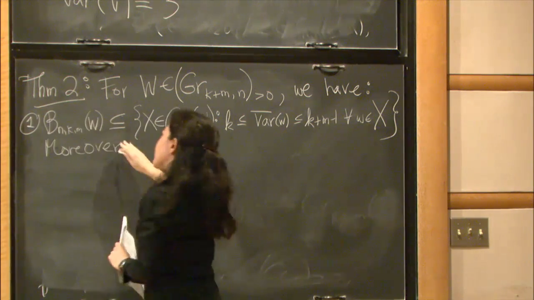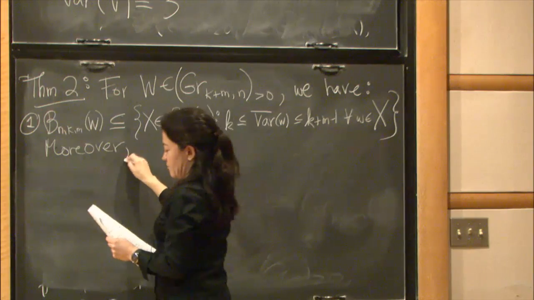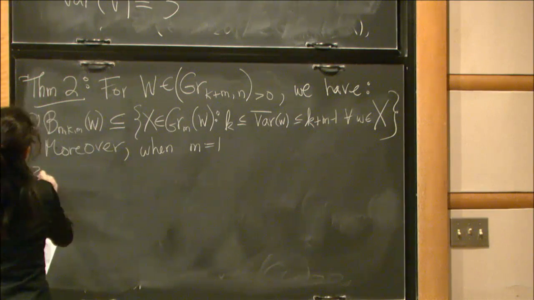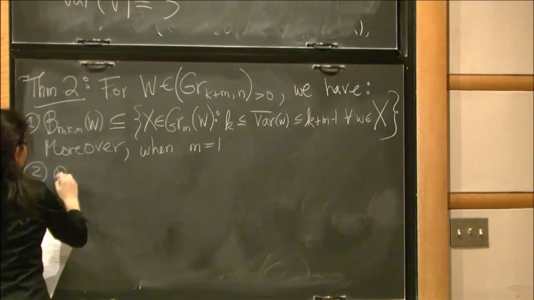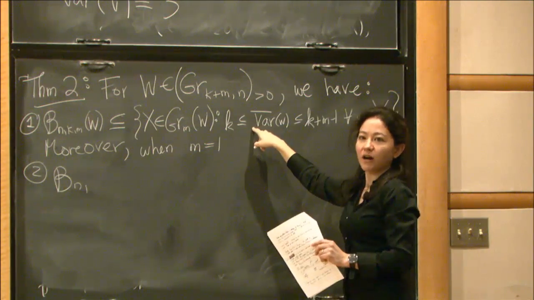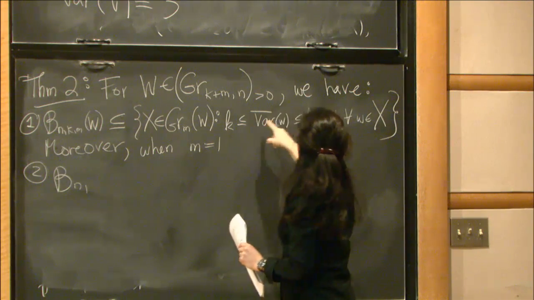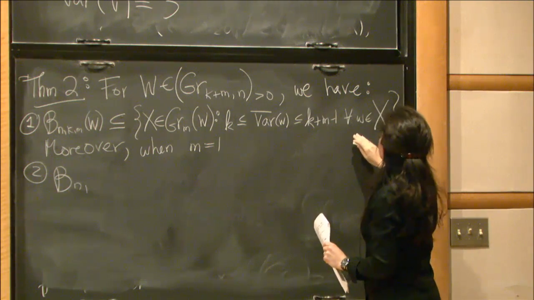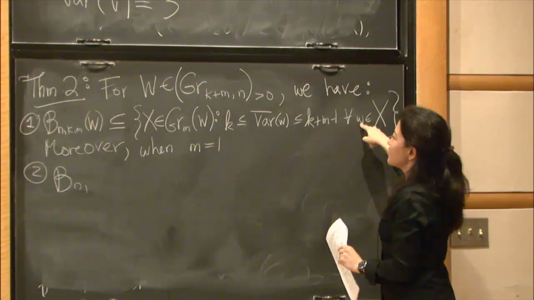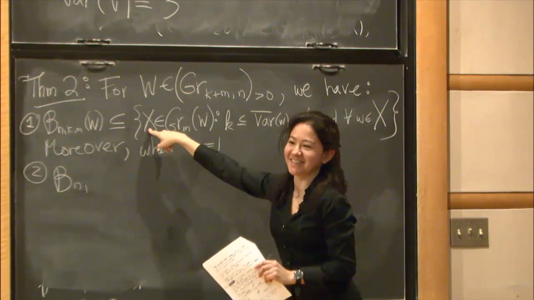Okay, so that's the first statement, which is an inclusion. And moreover, when M equals 1, you actually have an equality. This is var bar. It's equal to K plus M for every W in X.